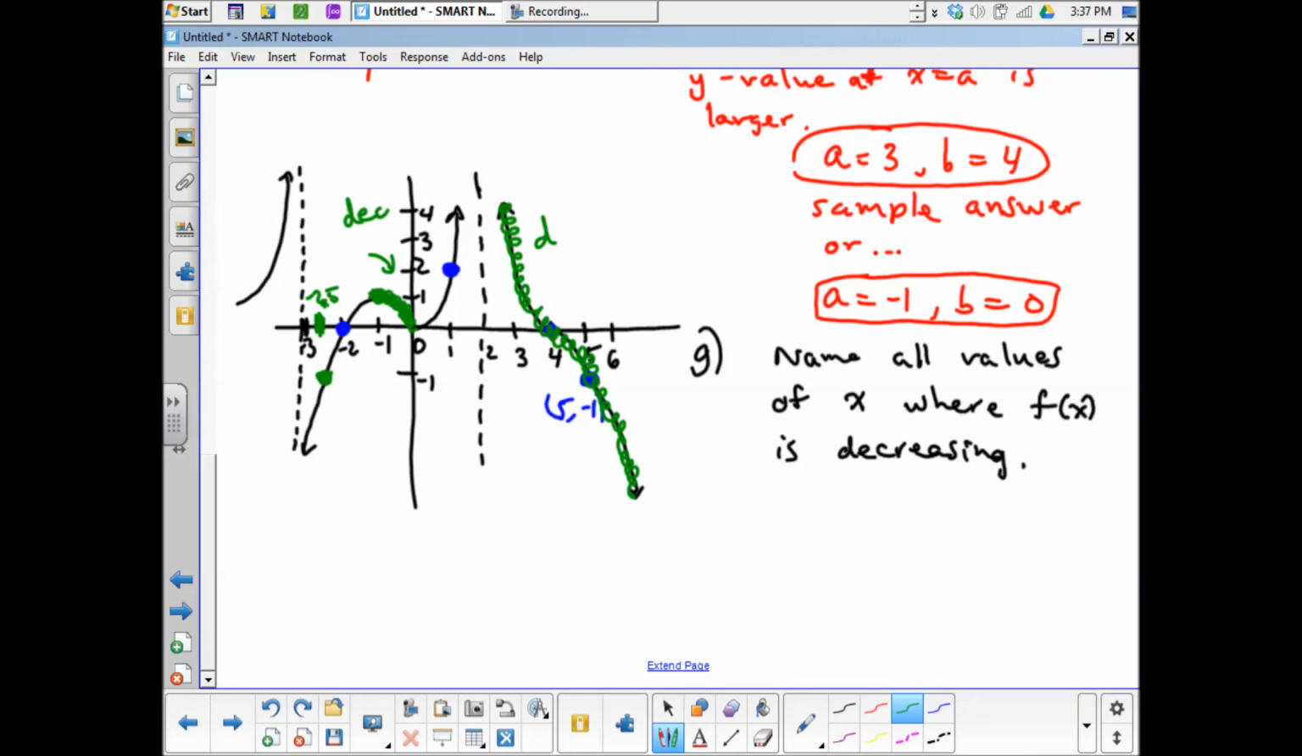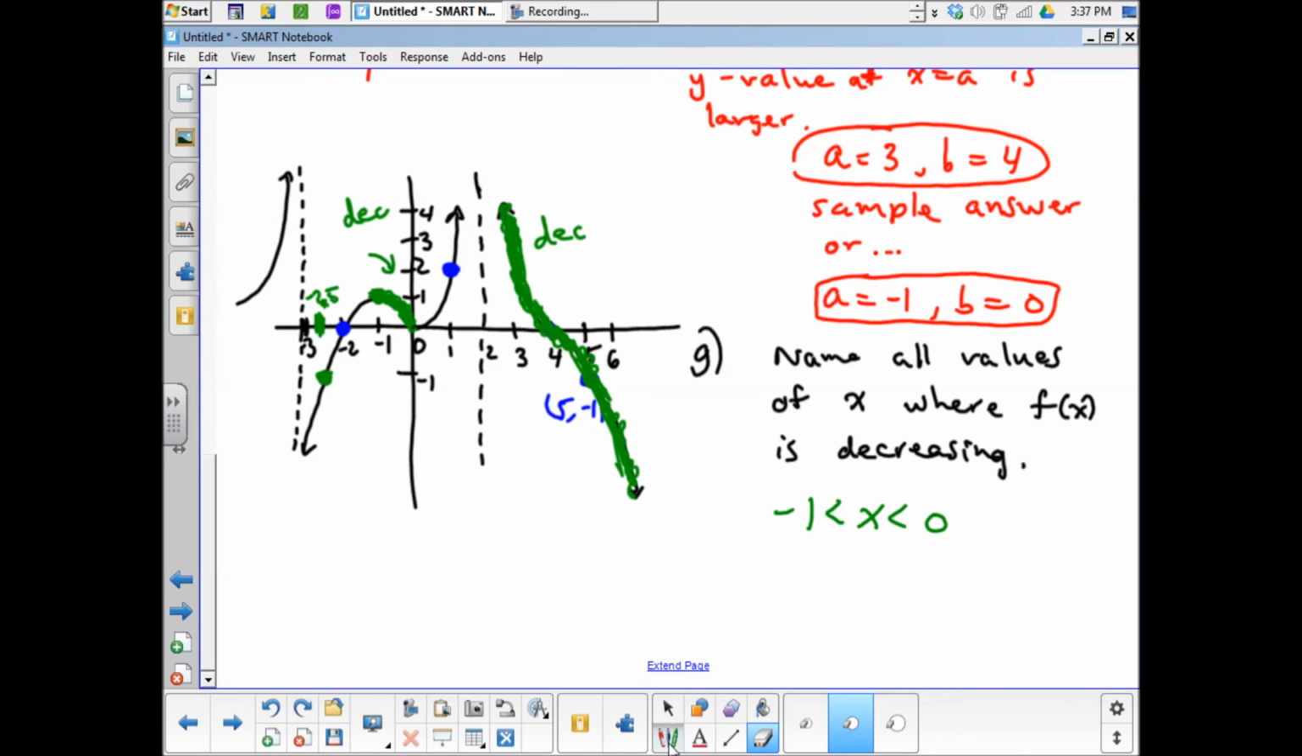Decreasing, decreasing. So just this part's in green, but all of it. Okay, so what is the answer? Between -1 and 0, it seems like the graph is going down. And from 2 and onward, it's going down.